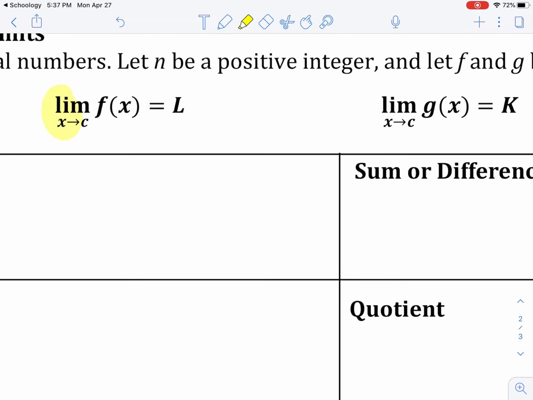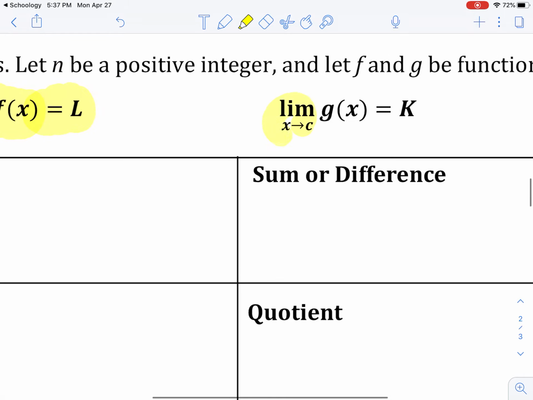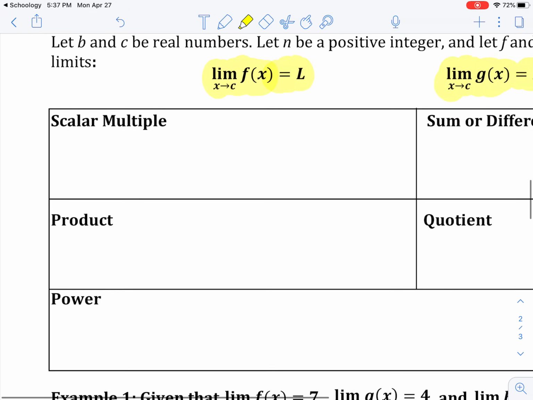Given that I'm telling you that the limit as x approaches c of f of x is the number L, and the limit as x approaches c of g of x is the number k. So we're going to talk about different properties here.